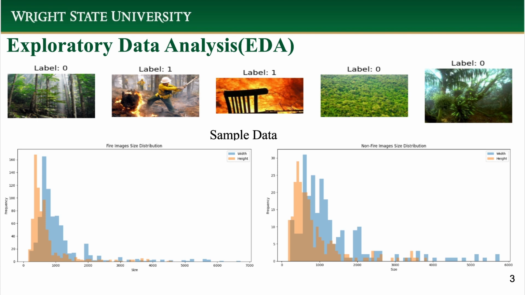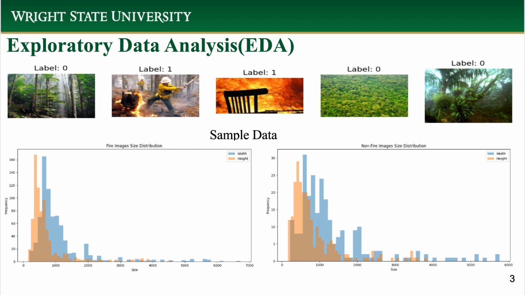Welcome to our exploratory data analysis session, where we delve into the specifics of our dataset. Here are a few representative images. Those featuring fire are labeled as 1 and those without fire are labeled as 0. Below you will find histogram plots depicting the size distribution of fire and non-fire images. Most images range between 0 and 2000 in both height and width dimension.